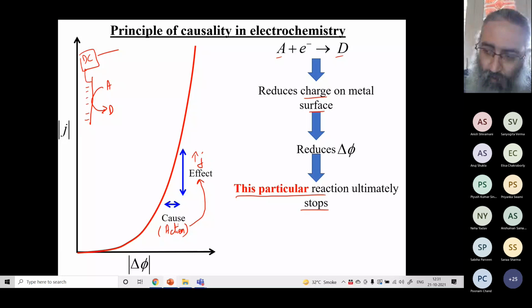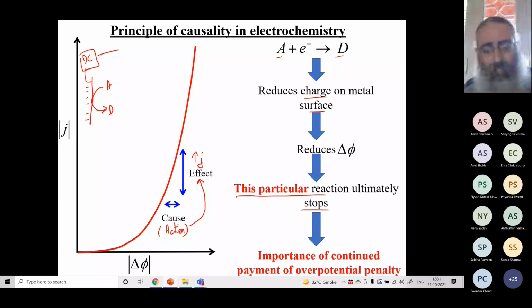Yes. Okay. So that means this particular reaction ultimately goes to completion. This is why we insisted that the potential penalty that you pay to the system, the action you are doing to the system, cannot be a one-time event, cannot be a pulsed event. It has to be a continuous penalty that you are going to pay.